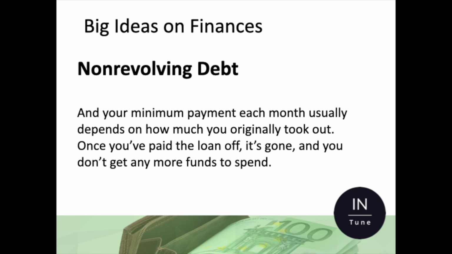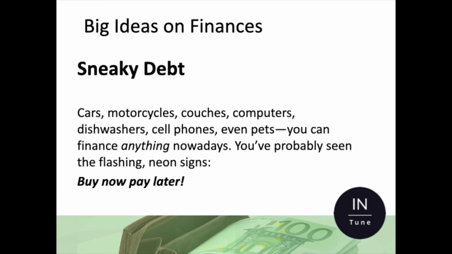Then the last type of debt that I want to look at is called sneaky debt. Now, today we can buy cars, motorcycles, couches, computers, dishwashers, and even cell phones, and even pets. You can finance anything nowadays. You've probably seen the flashing neon signs that say you can buy now and only pay after the next 3 months, or 90 days, same as cash.